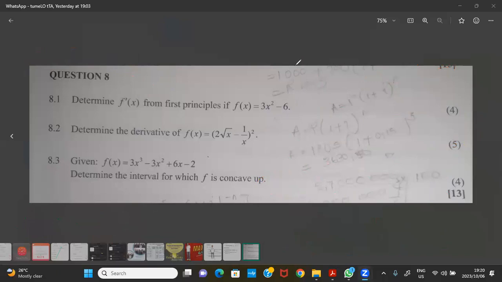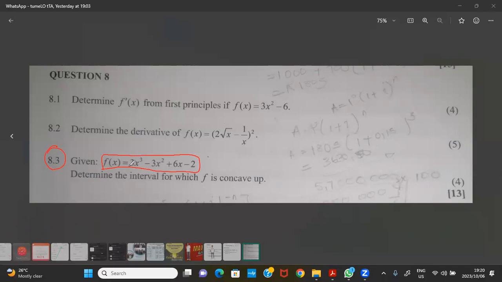8.3, they say given f of x is equal to 3x cubed minus 3x squared plus 6x minus 2, determine the interval for which f is concave up. So this is what you wanted, right? We have our function. We won't even try to sketch a graph, but we can make a visual representation.